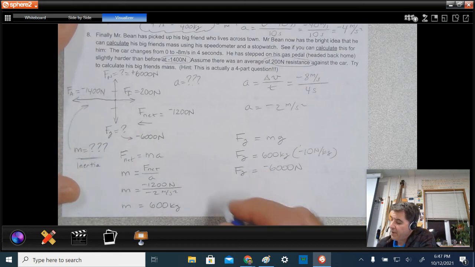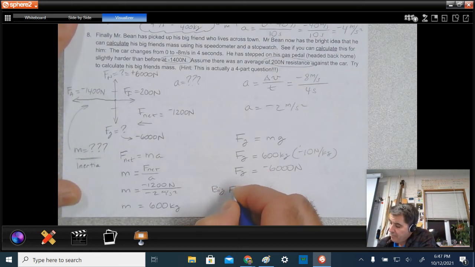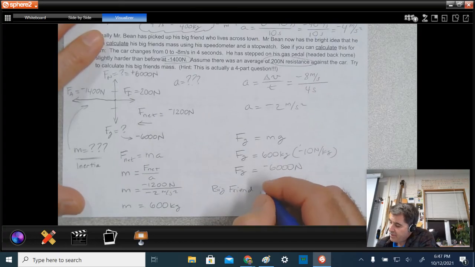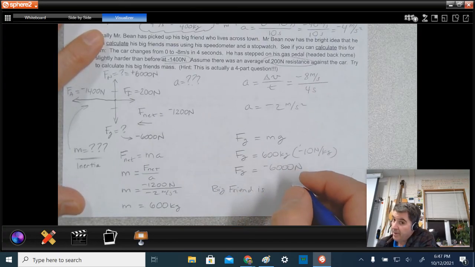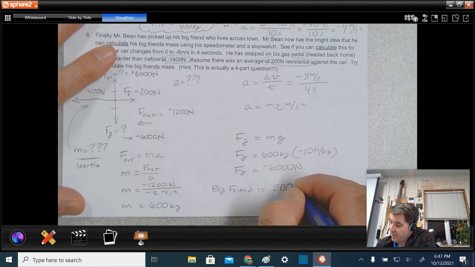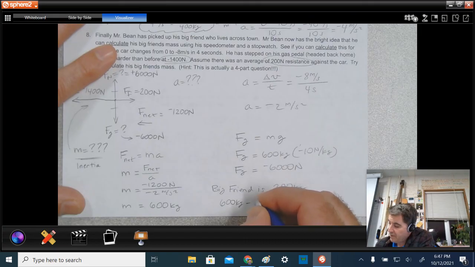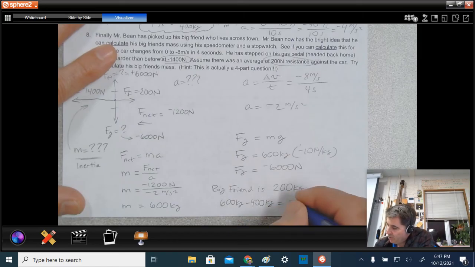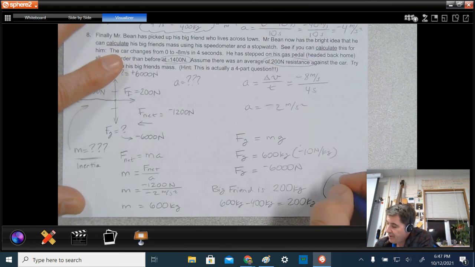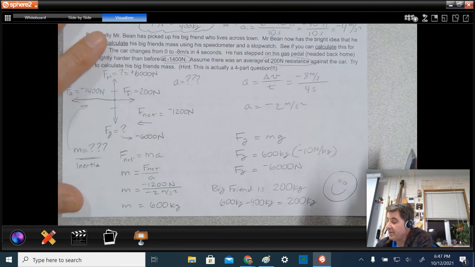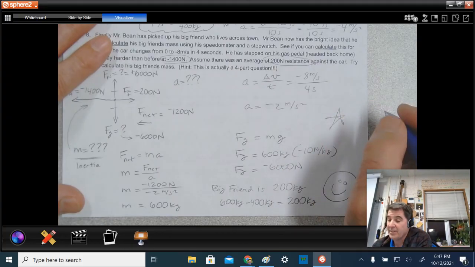So actually, his big friend is 200 kilograms. That's a real big friend because we have 600 kilograms total minus the car, which is 400 kilograms, equals the big friend at 200 kilograms. That's a great question. But that's not an easy one. That's not going to be a question you would get on a test.